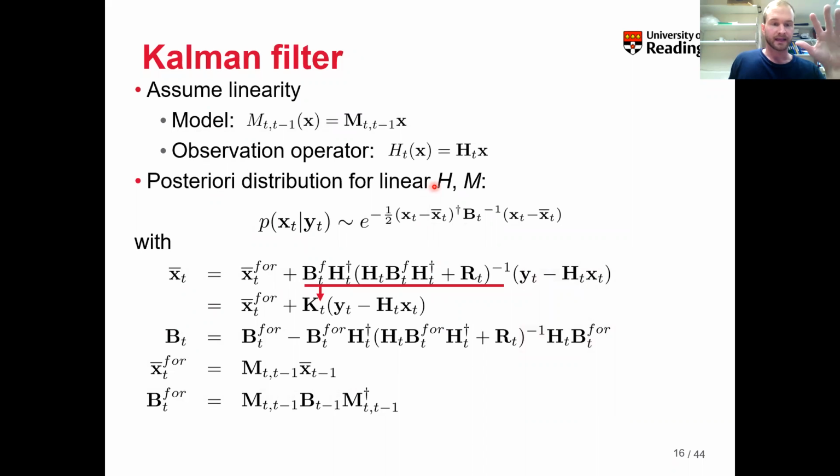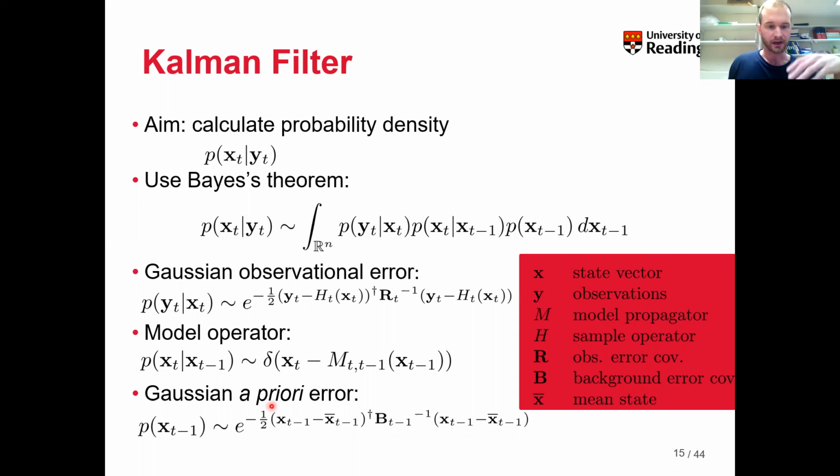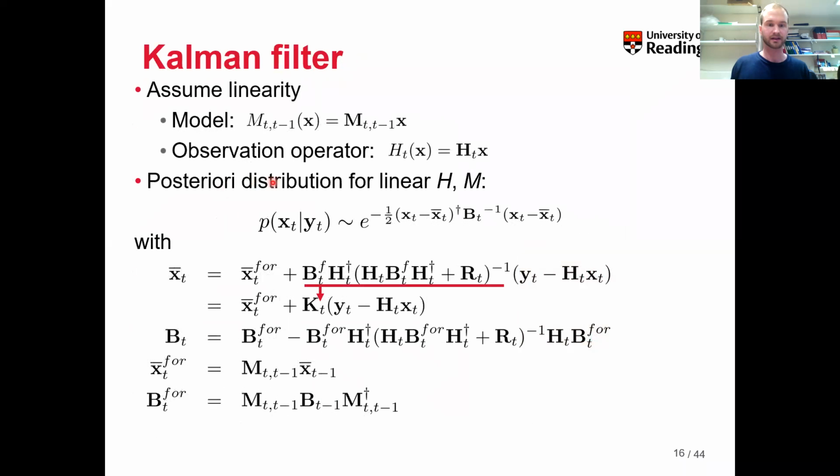Okay, if you put these Gaussians into this expression, you find that the probability on the left is a Gaussian as well. And by completing the squares, under the assumption that your model is linear and that your observation operator is linear, you can find out what the mean and the covariance are of your new post-DA probability distribution.